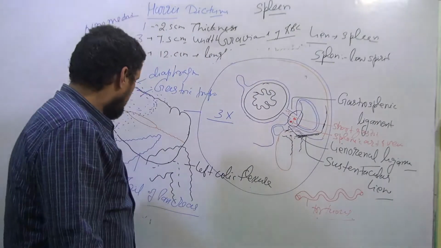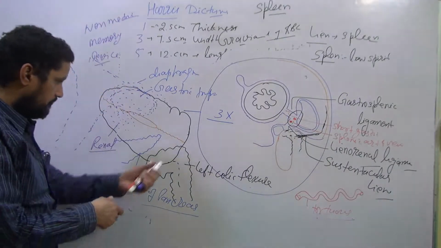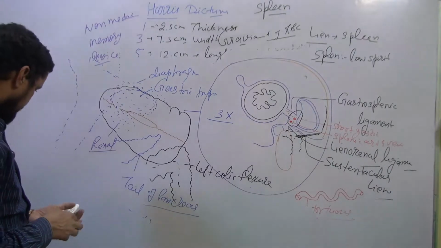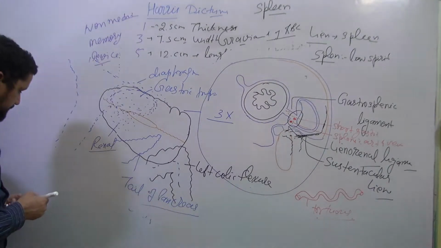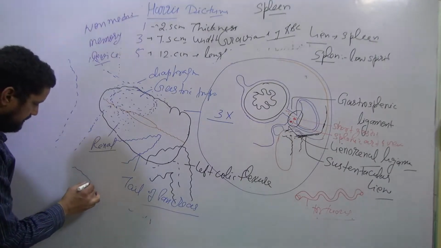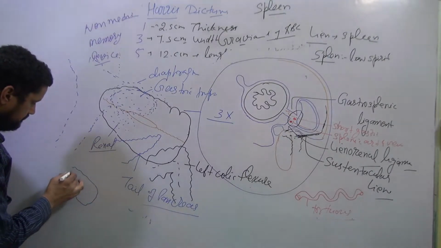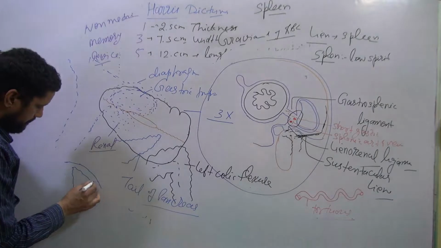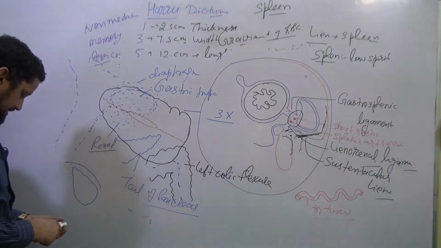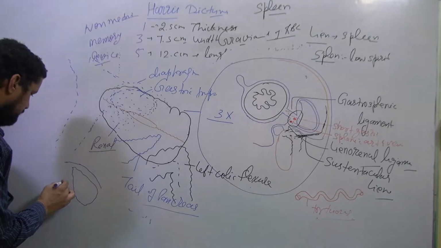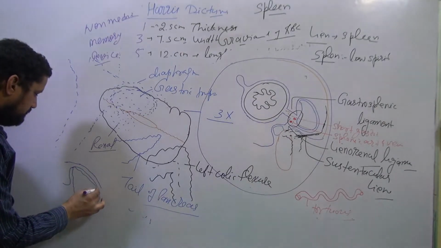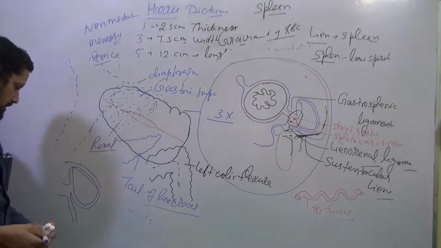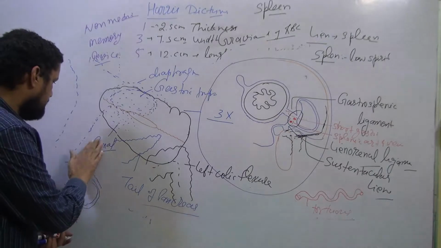Now, what are the costal relations or diaphragmatic relations of the spleen? Here we will see the spleen again. The diaphragm is here. It is wrapped inside the peritoneum, forming the gastrosplenic and lienorenal ligaments.